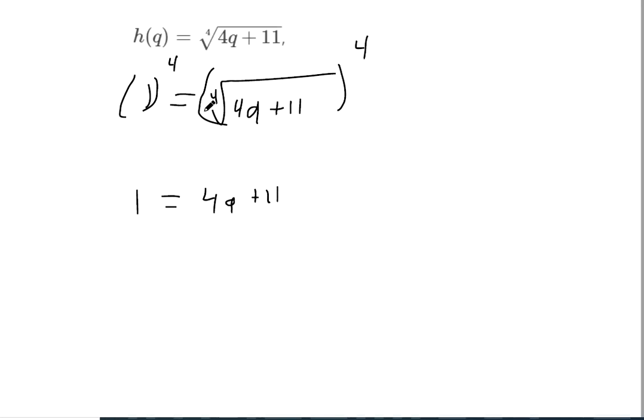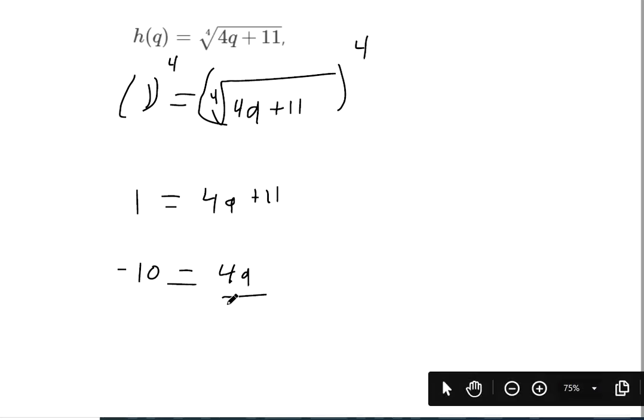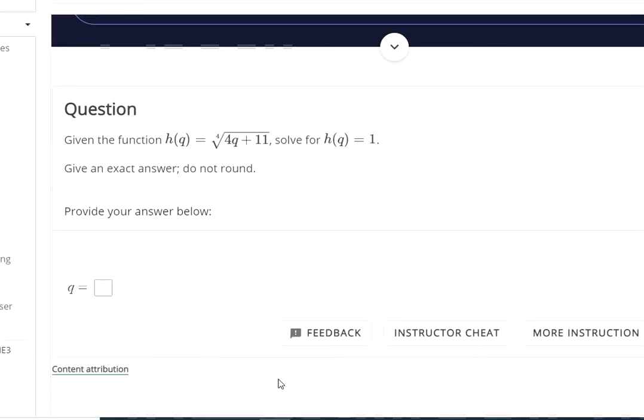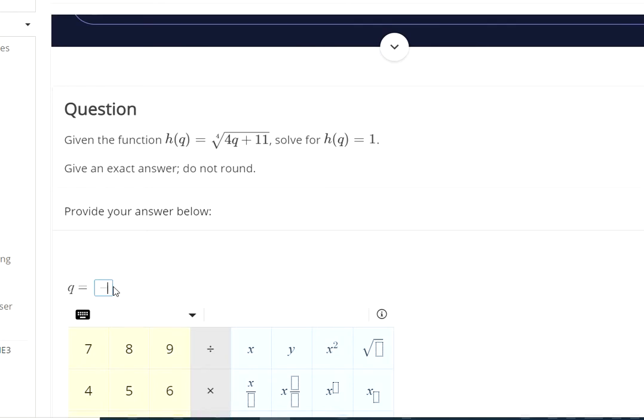We got rid of the fourth root by raising it to the 4th power, and 1 to the 4th power, luckily, is nice and easy. It's just 1. So subtract 11 from both sides. Divide both sides by 4. We get q equals negative 2.5, or negative 5 halves. I don't know which one they want. Let's try negative 5 halves, keeping it as a simplified fraction.